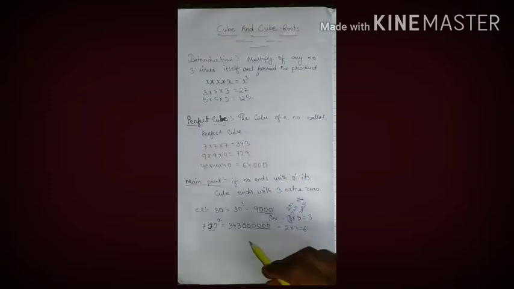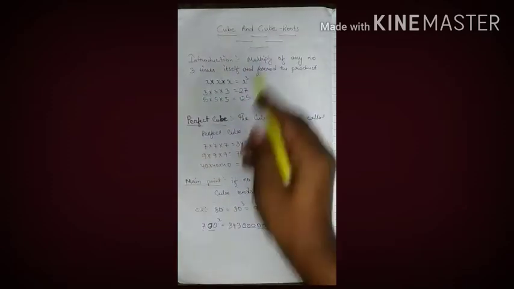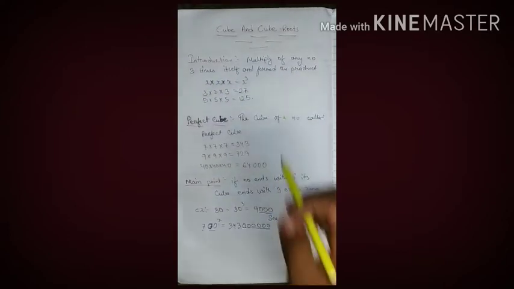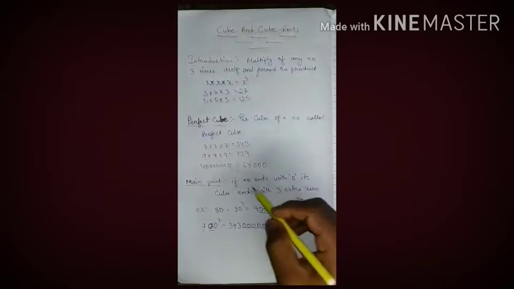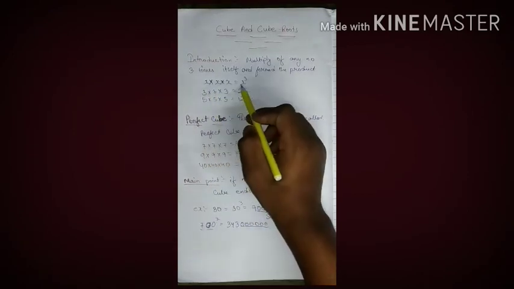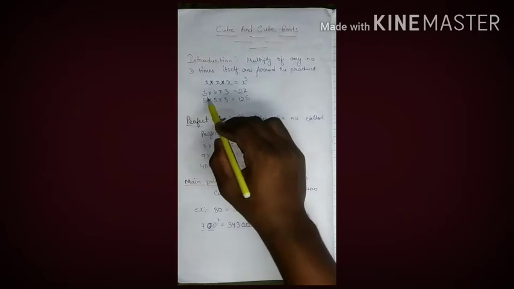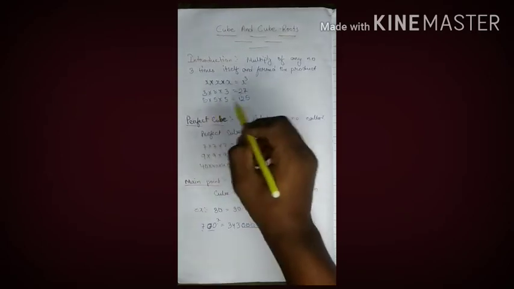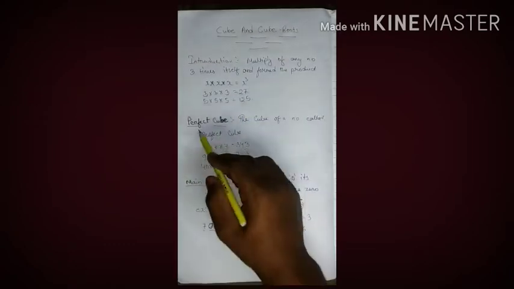Introduction of cube and its cube root. Multiplying any number by itself 3 times and forming the product is known as a cube. Here the number is x, and x is multiplied with itself 3 times, so it is x cube. Here 3 is multiplied with itself 3 times, so the answer is 27. Here 5 is the same, 125.